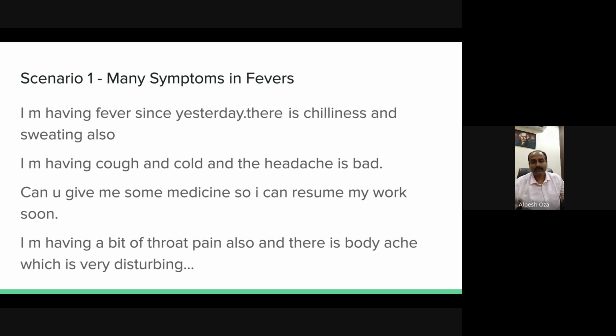So, scenario one: a patient comes and he has a lot of symptoms. This will happen with most of you, like 80% of cases. The patient will tell you, I'm having fever since yesterday. There is chilliness, there is sweating, and I'm having cough and cold, and the headache is also very bad. Can you give me some medicine so that I can resume my work soon? I'm having a bit of throat pain also, and there is body ache which is very disturbing.